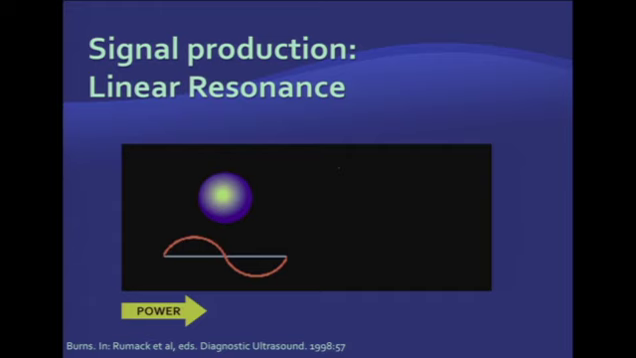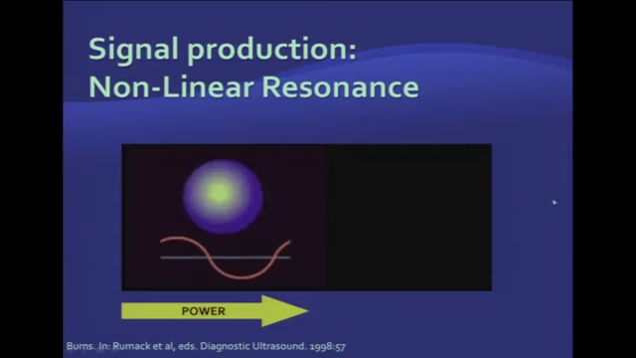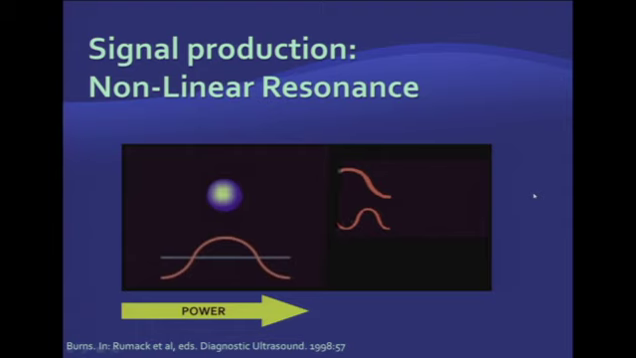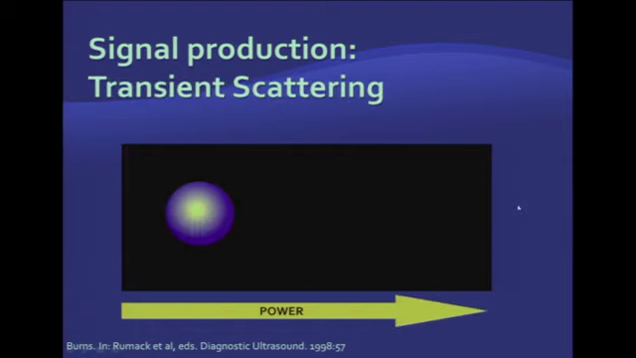Amount of pulsation and amount of compression and expansion depends on power of ultrasound signal. At low power, ultrasound bubble will contract and expand in linear fashion, producing linear signal. When you increase your power, microbubble will contract and expand in non-linear fashion. It will expand more than it contracts, producing non-linear signal, which is very different from signal produced by normal tissues.